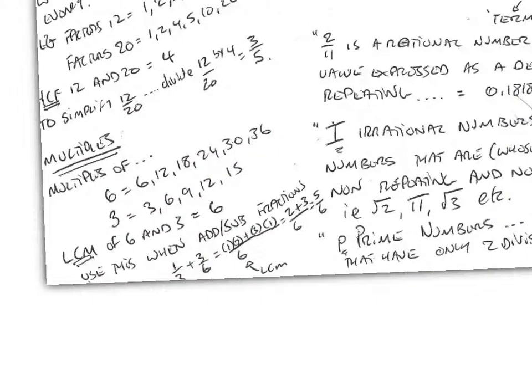Let's just remind ourselves about the term multiples. What are multiples? Well, the multiples of 6 are 6 times 1, 6 times 2, 6 times 3, 6 times 4, and so on. So the multiples of 6 are 6, 12, 18, 24, 30, 36, and so on. And the multiples of 3, therefore, 3 times 1 is 3, 6, 9, 12, 15. And we've used the lowest common multiple in maths before, where we sought to add or subtract fractions, where we had something like 1/3 plus 3/6, and to do that we looked for the lowest common multiple of 3 and 6, and that is 6, and we used that to help us solve our fraction problem.